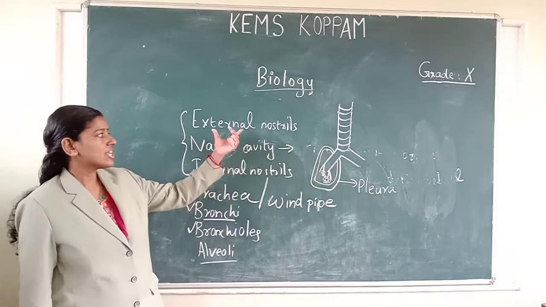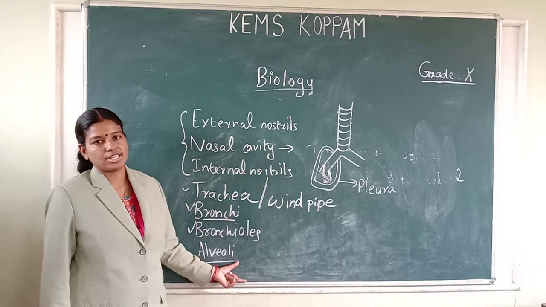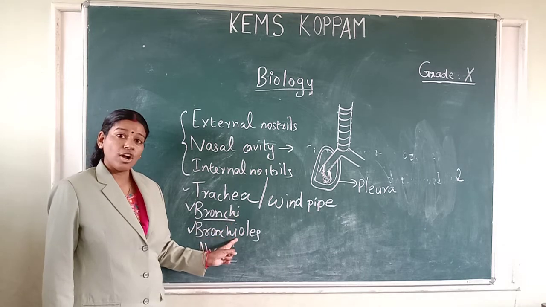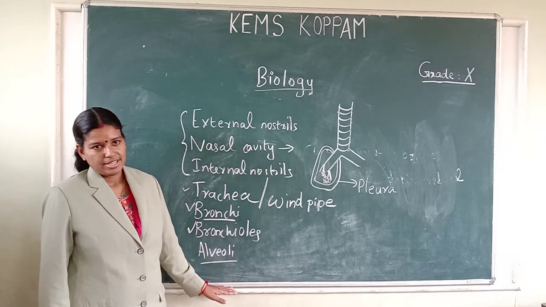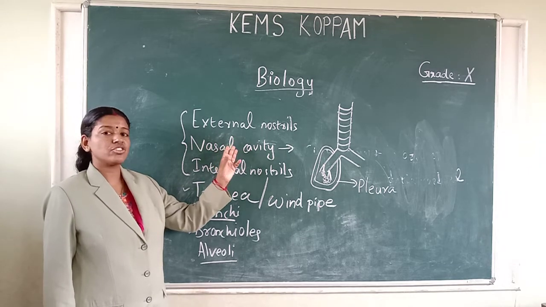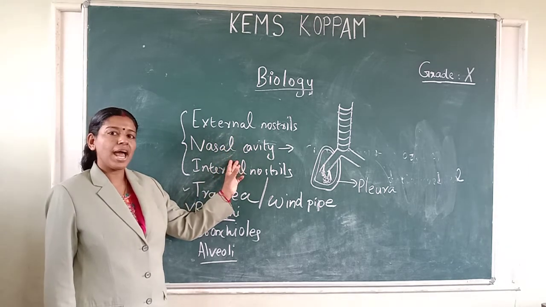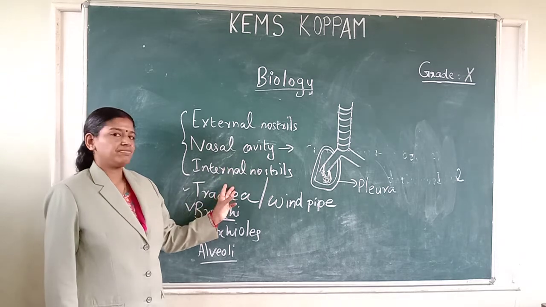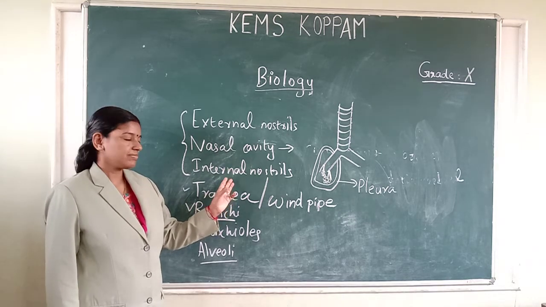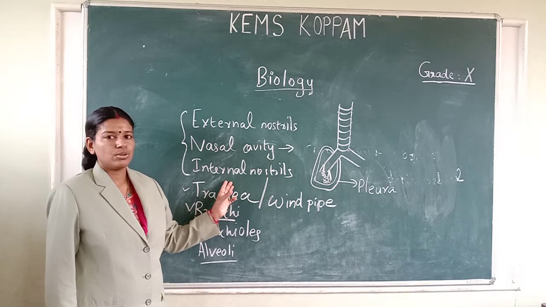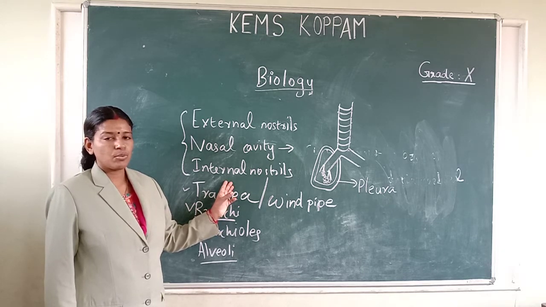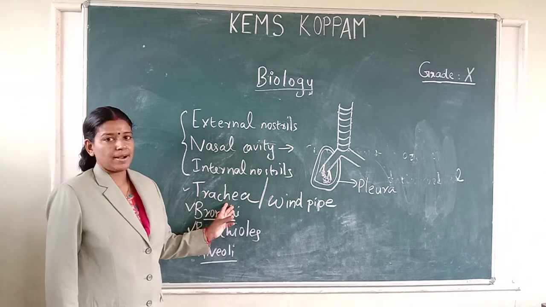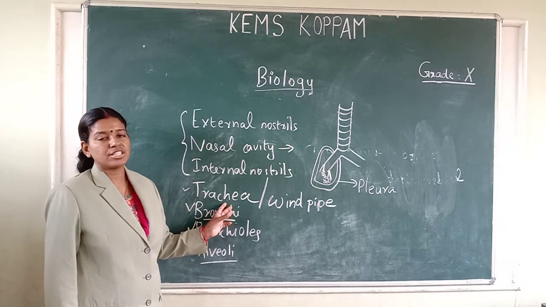Once again I will repeat. So these are the parts associated with respiration, starting from external nostrils, nasal cavity, internal nostrils, trachea, bronchi, bronchioles, alveoli. So air enters through our external nostrils into the nasal passage, which is lined with cilia and mucus that prevents the entry of dust particles as well as pathogens. Again, pharynx is a portion that is present just below the nasal cavity. So what here? The passage of air as well as food takes place. Common passage. Trachea, windpipe through which air enters into our lungs.